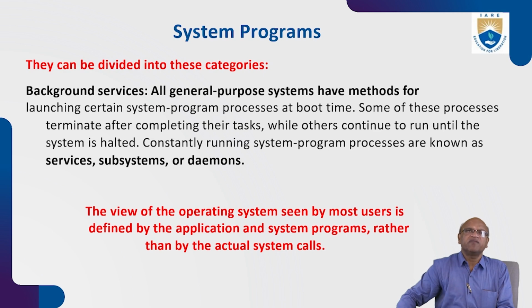They can be divided into three categories. Background services: all general purpose systems have methods for launching certain system program processes at boot time. Some of these processes terminate after completing their task, while others continue to run until the system is halted. Constantly running system program processes are known as services, subsystems, or daemons.